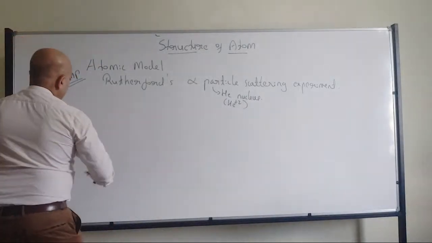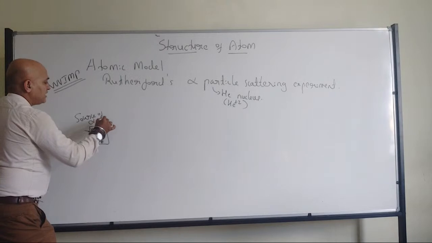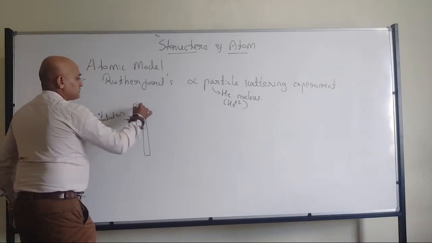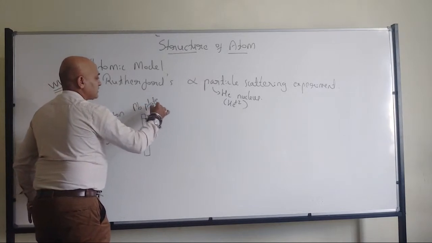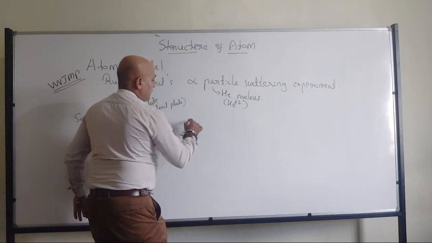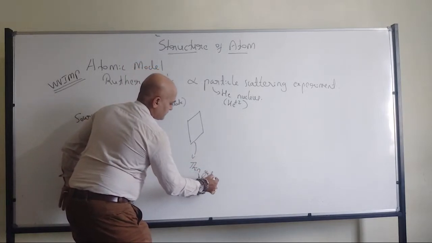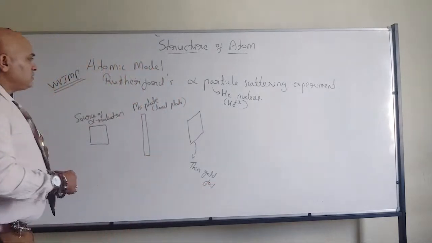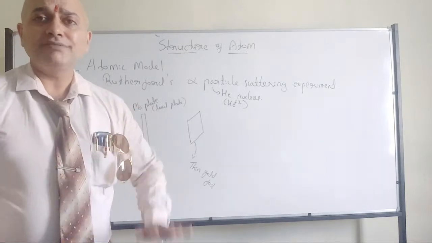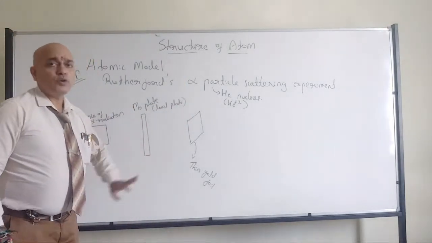So what he did is, he took the source of alpha radiation. It was filtered by using a lead plate. I will write the spelling also. Lead plate. Then he put one thin gold foil. All of you might know about aluminium foil, right? In food packing, they give parcels with a thin silver colored foil, which we call aluminium foil. That is a thin layer of aluminium. In the same way, he used thin gold foil.